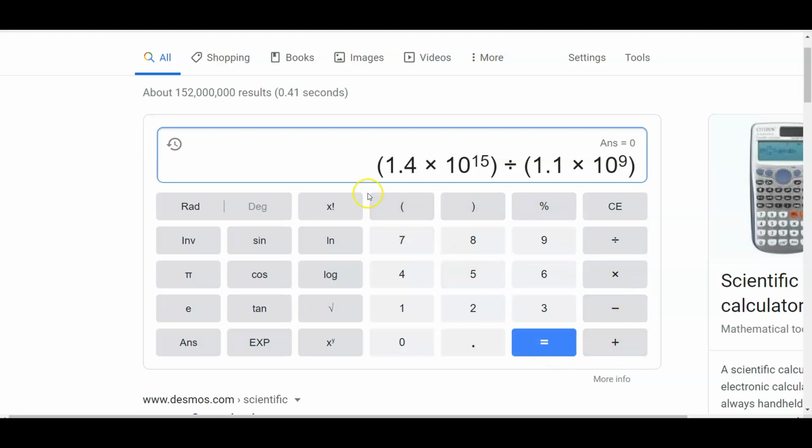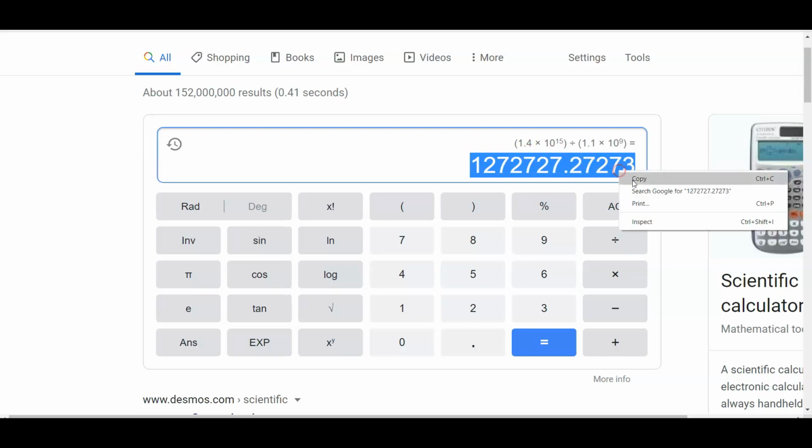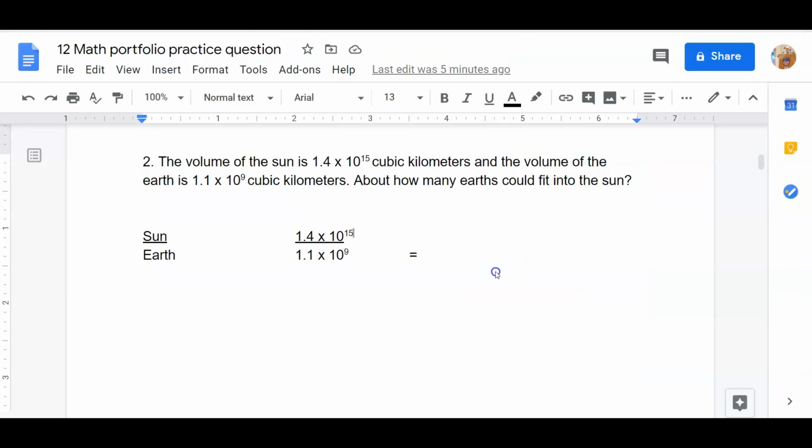So before I hit enter, the way you type this is open parentheses 1.4 times 10, and then you hit this button right here, you write the 15, and then close parentheses. You write all that in, you hit equals, and you're going to get this number right here. 1272727.27273. You could take that number, watch this, paste. But you need to answer the question. So this number represents the number of Earths we could fit in the sun.